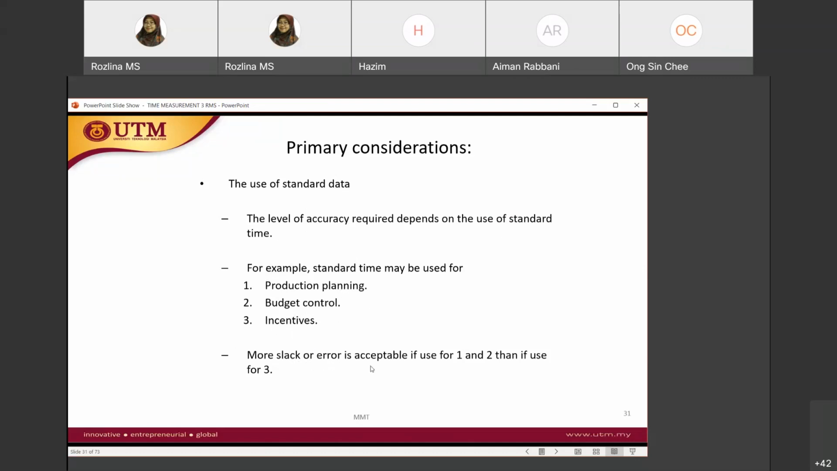Some error is acceptable if you use it for number 1 and number 2. And for these there is no need to have the accurate one. But for the incentive, yes, you have to be very precise because the incentive is to pay people based on their target.